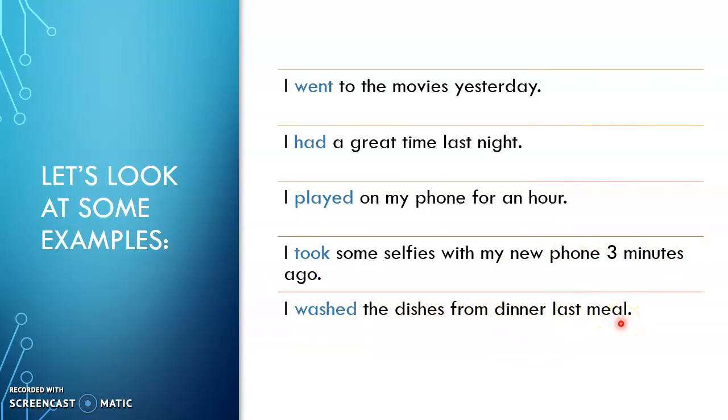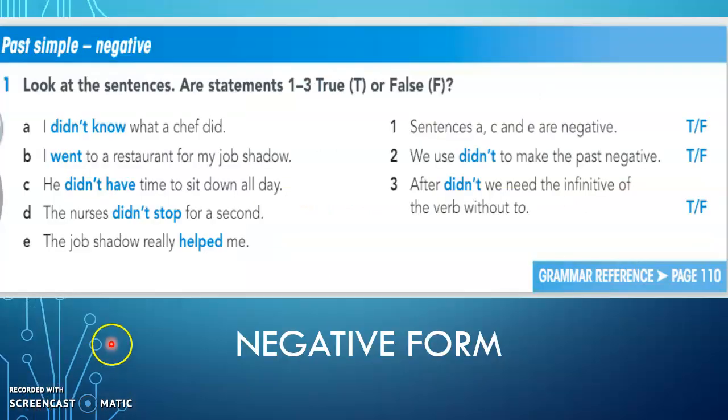So I'm going to use also a time expression to state that I'm talking about the past. In this case, my time expressions for the past tense are yesterday, last night, 3 minutes ago, and last meal. For an hour is not a time expression for the past, it's just a time expression. Okay? But most of the time, I have to use a time expression that states past.